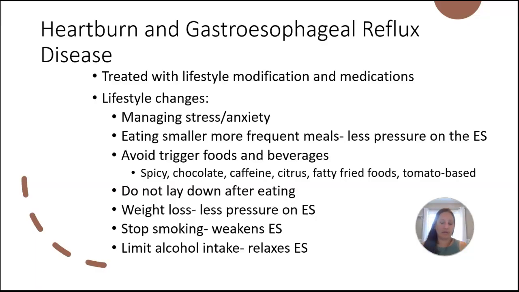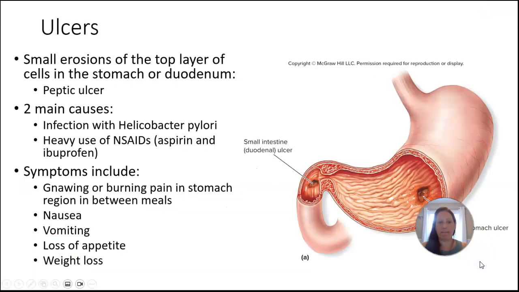If an individual is overweight or obese, weight loss would also relieve some of that pressure on the esophageal sphincter. Smoking weakens the esophageal sphincter, so quitting smoking could prevent that. Limit alcohol intake. Alcohol causes the esophageal sphincter to relax, which again can cause that backflow to happen, and so limiting alcohol could be a benefit as well. Okay, so that's heartburn and GERD.